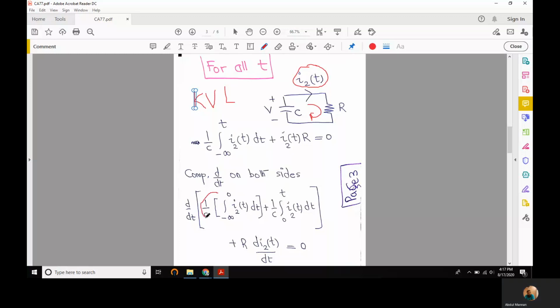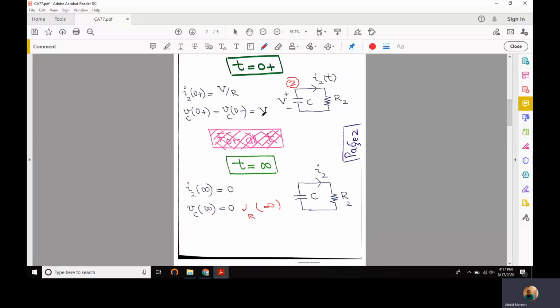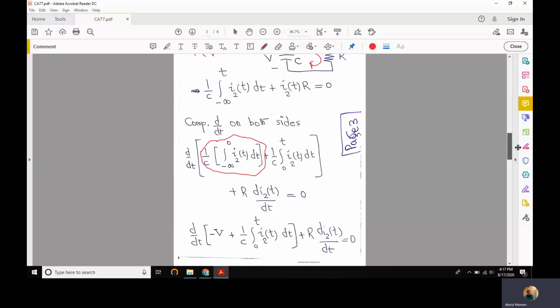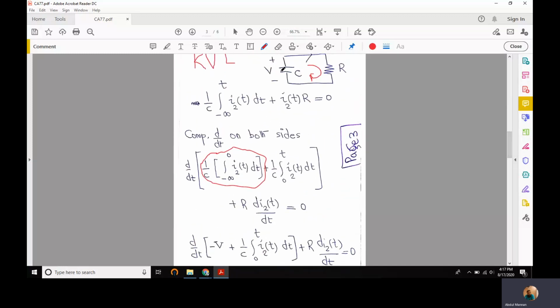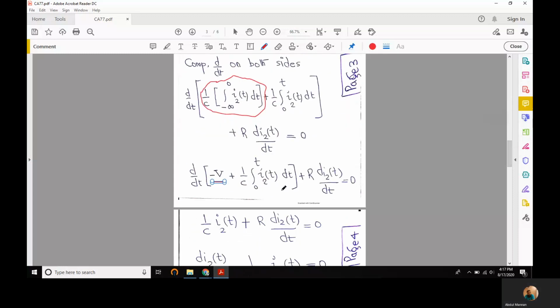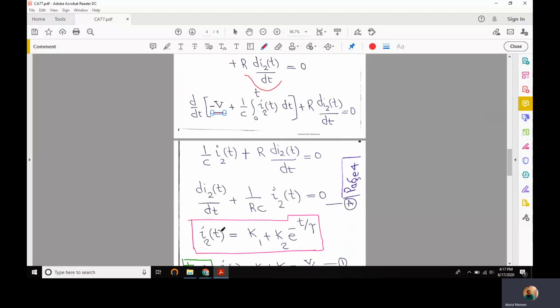This refers to the initial voltage on the capacitor plates. This initial voltage, we know it is capital V, because it is initially charged at capital V. And since the polarity of this initial voltage is opposite to what we have assumed, we'll put a minus here. So plus this and plus this one, R di by dt. So we have computed d by dt on both sides of the equation, and then we are left with this equation.